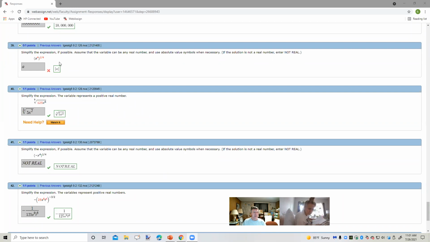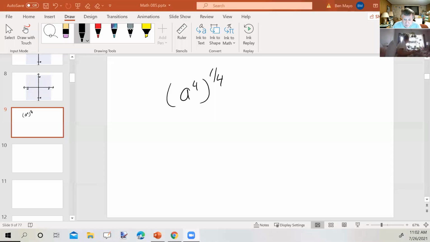All right, so the problem is a to the fourth power raised to the 1/4 power. Okay, so we've got a to the fourth power raised to the 1/4 power. And the rule is that a power raised to a power, you multiply the exponents. And 4 times 1/4 would be 1. So this is a to the 1 power, or a.